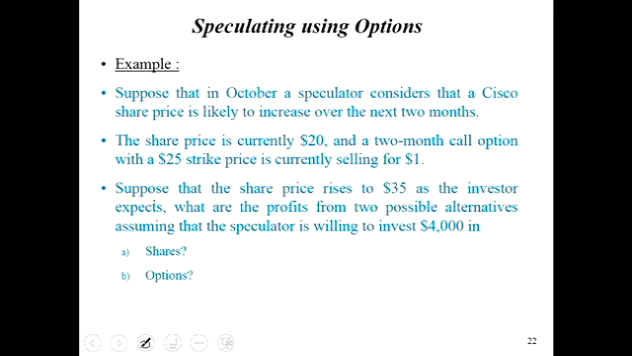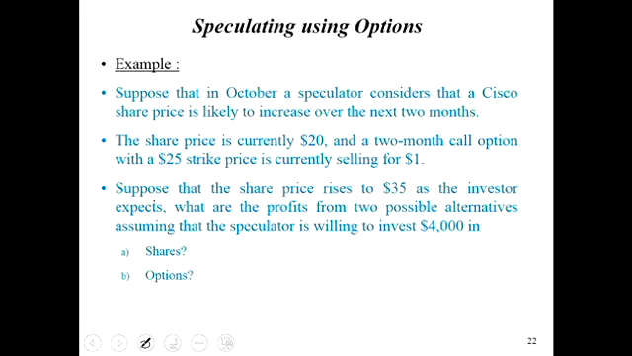So it's October. A speculator considers that Cisco is going to rise over the next 2 months. Share price is currently $20. A 2-month call option with a $25 strike price costs $1. So there's your strike price, in this case $25. That's the Cisco share price there, and this is your payoff up here. It costs you $1 per share to buy these. Once you hit that point, then your option acquires value.